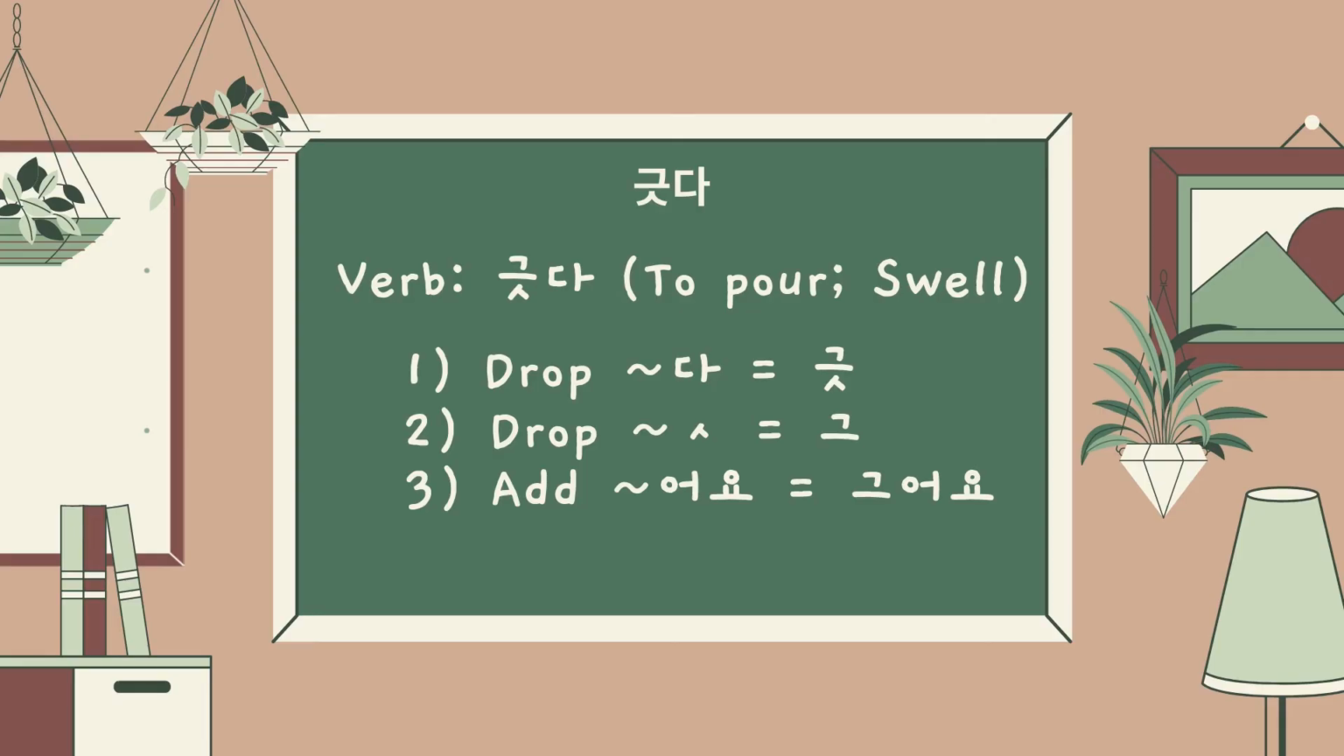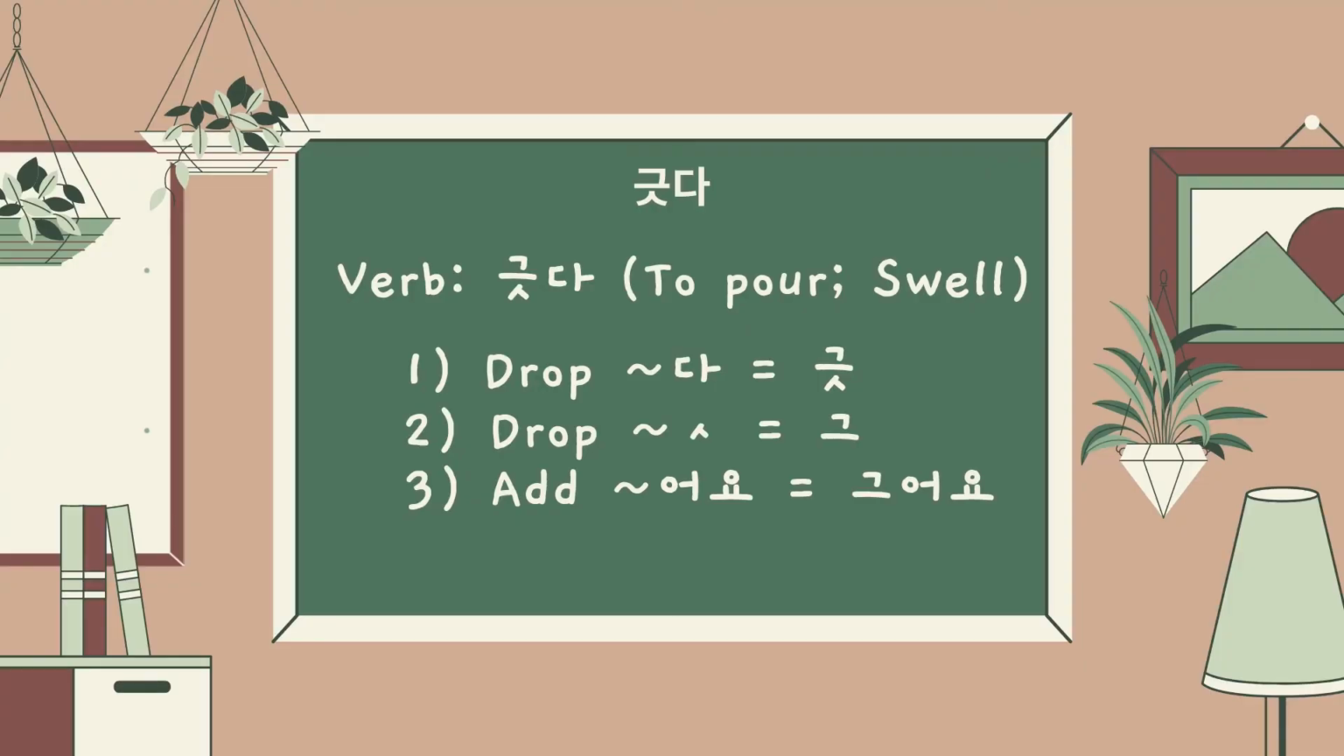The next example is 긋다. If this were a regular verb, we'd get 긋어요, but it's not regular. So dropping da and Siot, and remembering that vowels do not combine in irregular Siot verbs, we get 그어요. And for the last example, 붓다. Following all of our rules, we're left with 부어요.